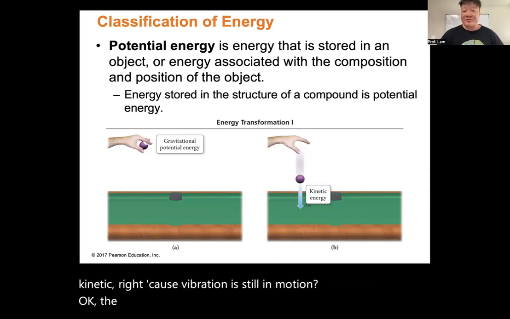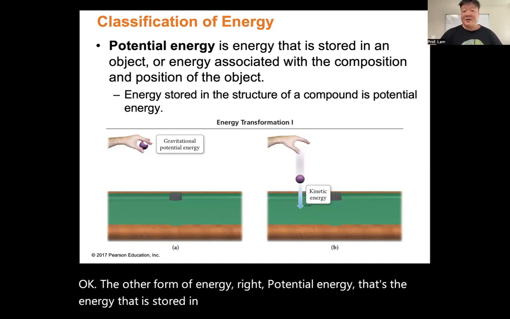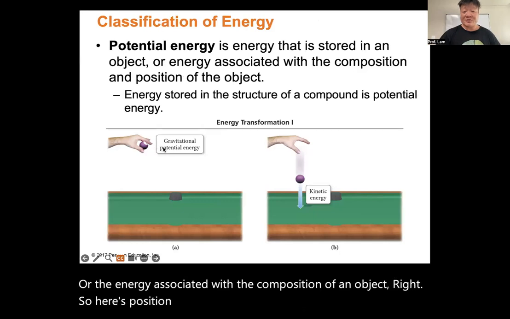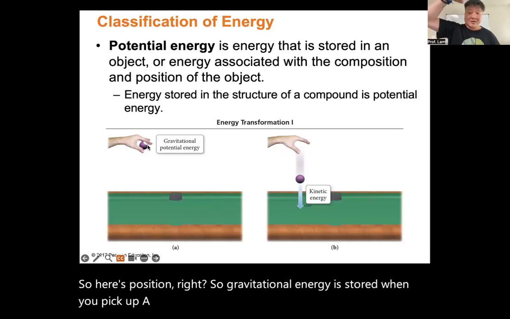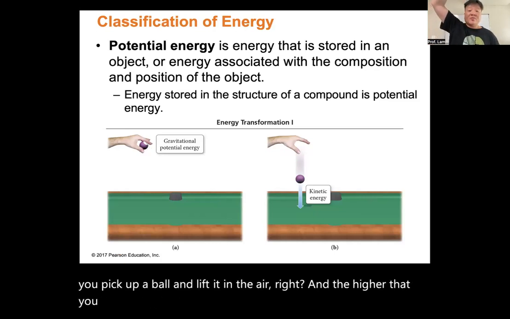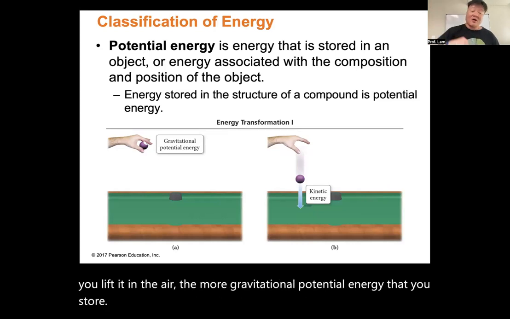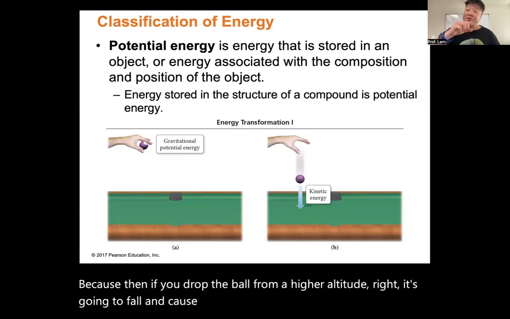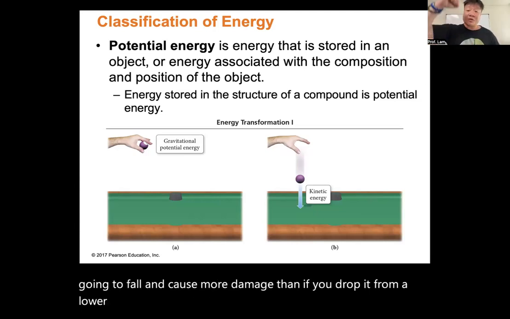Okay, the other form of energy, potential energy, that's the energy that is stored in an object, or the energy associated with the composition of an object. So here's position. Gravitational energy is stored when you pick up a ball and lift it in the air. And the higher that you lift it, the more gravitational potential energy that you store. Because if you drop the ball from a higher altitude, it's going to fall and cause more damage than if you drop it from a lower height, because it's storing more energy.